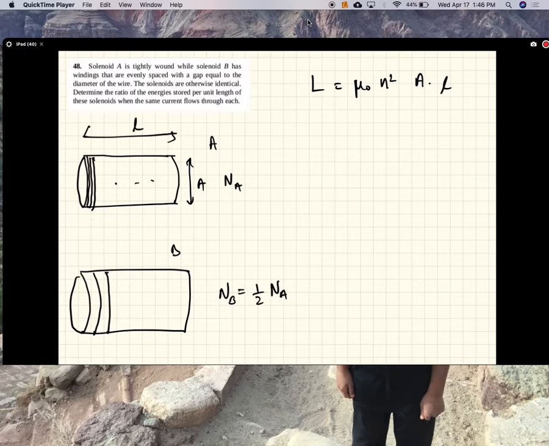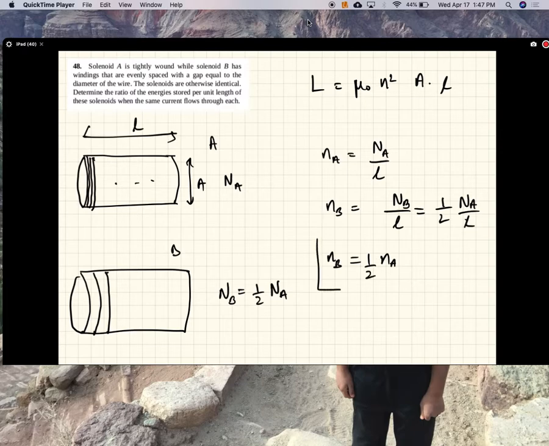All right. So nA is NA divided by l. nB is NB divided by l, which is 1/2 NA divided by l, which is 1/2 nA. So the number of turns per unit length for coil B is 1/2 of the number of turns per unit length for coil A.